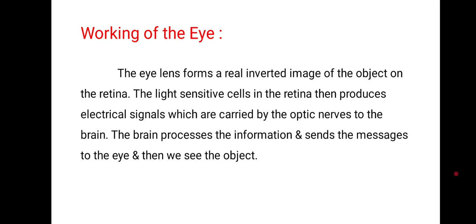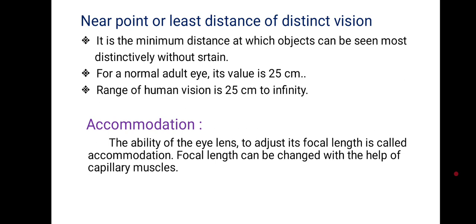Then in the next part we have to see what is meant by the near point or least distance of distinct vision. It is the minimum distance at which an object can be seen most distinctly without strain. If we want to see the object without strain, we have to hold the object 25 centimeters away from the eye. That is called the near point, or the least distance of distinct vision. For a normal adult eye, its value is 25 centimeters.